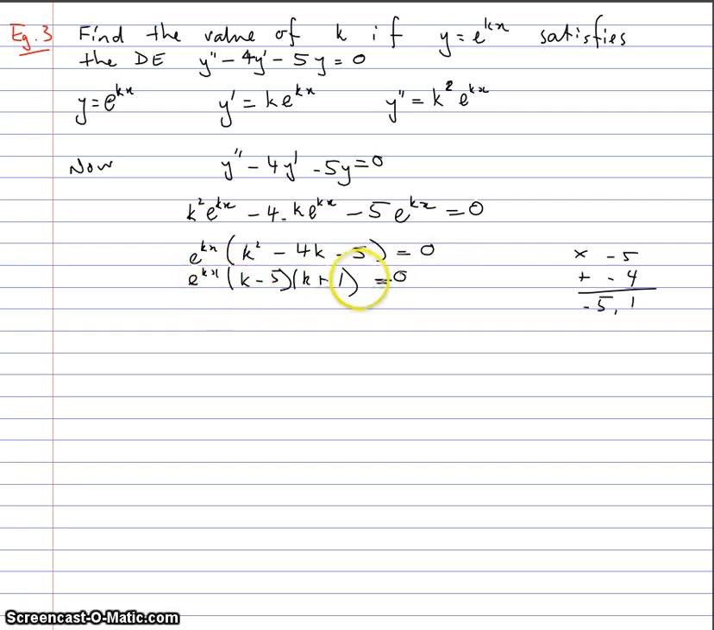And we have here an opportunity to use the null factor law, because we've got three factors multiplying together to give 0. So that means e to the kx equals 0, or k equals 5, or k equals negative 1. This result here is no solution, and so we're left with just k equals 5 or k equals negative 1. And there are our results.